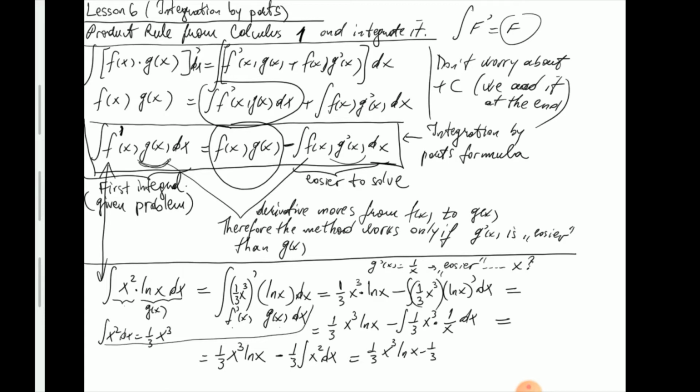So the integral of x squared is x cubed over 3, and you're nearly done, right? We can maybe simplify a little bit. Here it's x cubed over 9, and then plus a constant c.